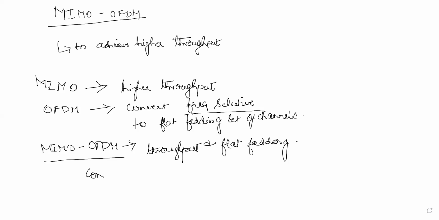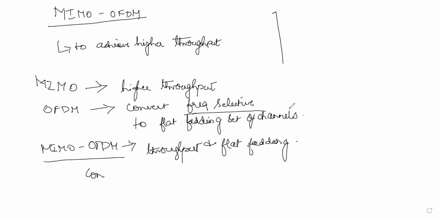Hence MIMO OFDM significantly simplifies the baseband receiver processing by eliminating the need for a complex MIMO equalizer. Basically, to convert the MIMO channel into flat fading, we may require a MIMO equalizer. Instead, by using the combination with OFDM, the need for a complex MIMO equalizer is eliminated. A MIMO frequency selective fading channel causes MIMO intersymbol interference.